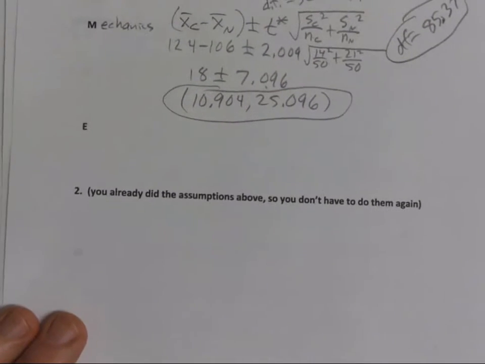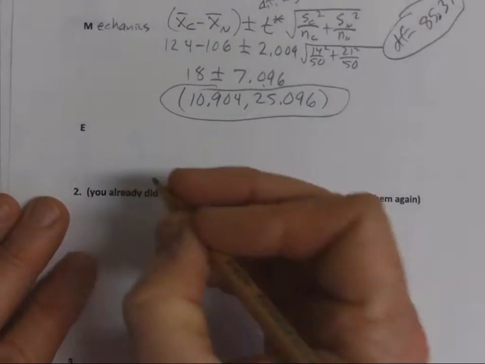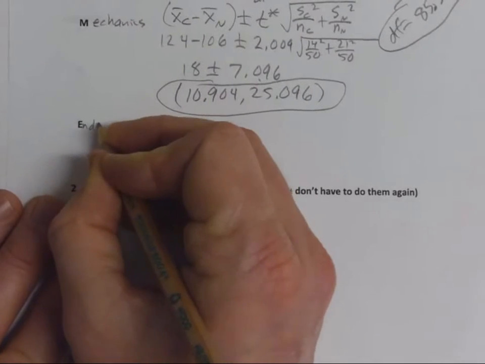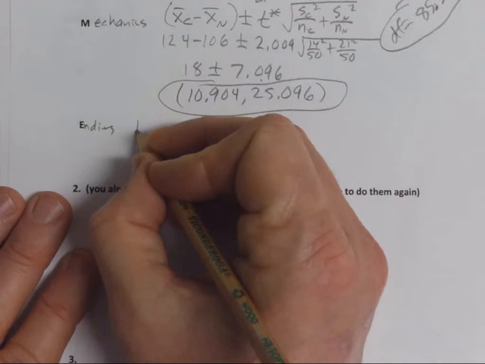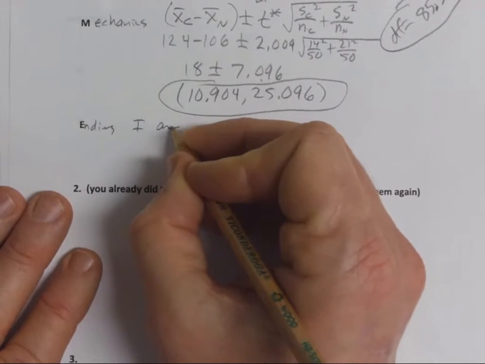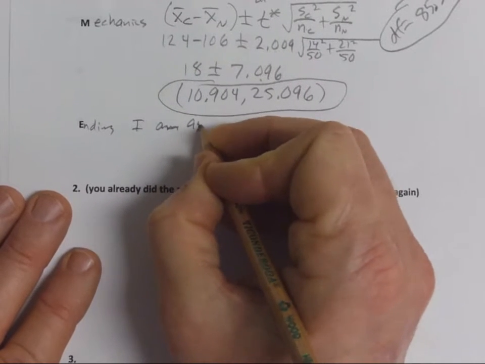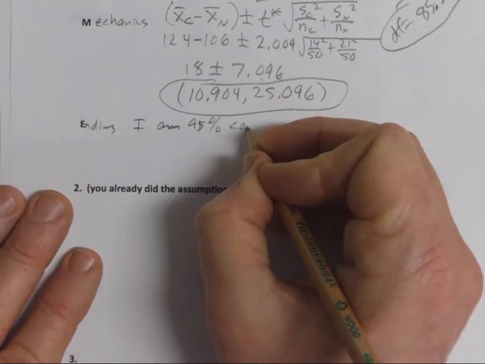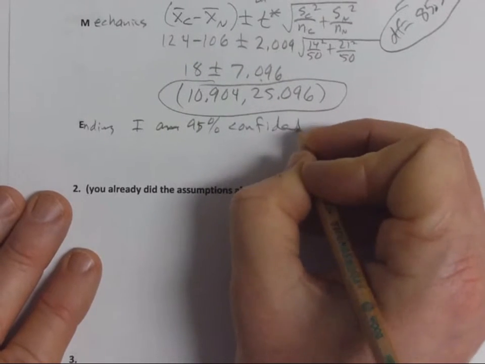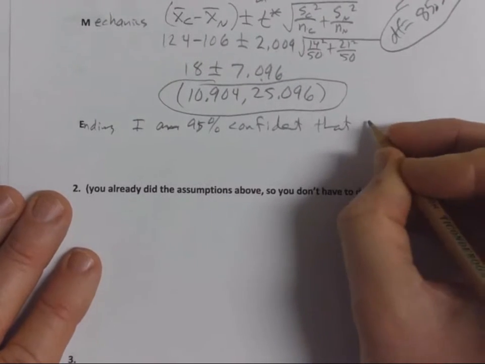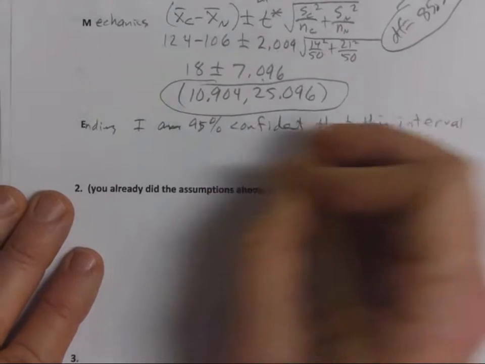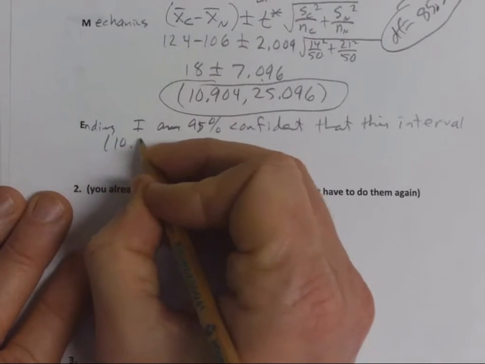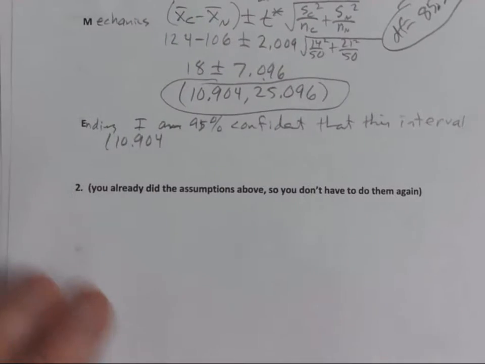Okay, and so lastly, let's do our ending, which is very similar to what we've done before. We were 95% confident, so you'd say I am 95% confident that this interval, and that would be 10.904, and what are my units here?